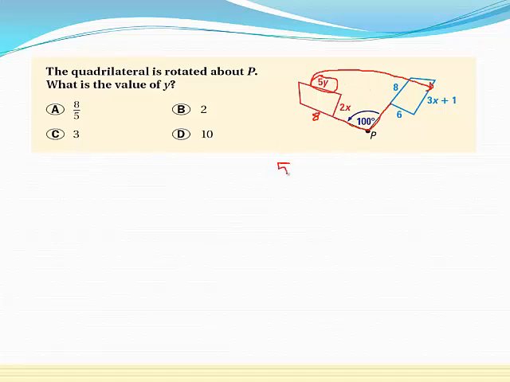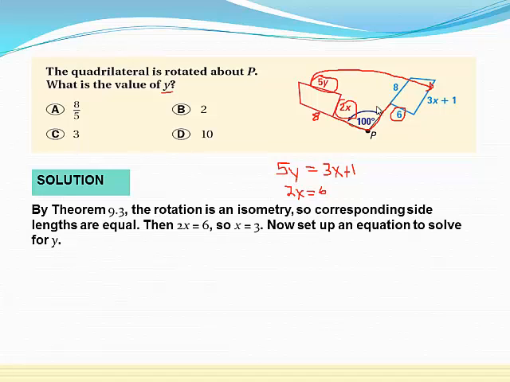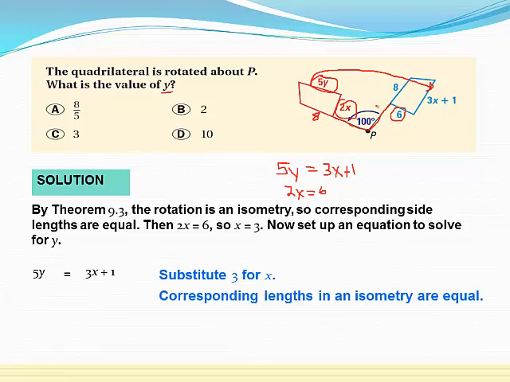So 5y is equal to 3x plus 1. And 2x is going to be equal to 6. So we have two equations and two unknowns, and in order to find the value of y, we have to solve both of them. Once we do this, substitute x as 3, because you divide by 2. Then you just solve and get 10 divided by 5, which gives you 2. And you're done. It doesn't get much more complicated than that.